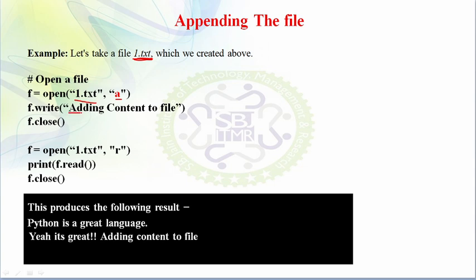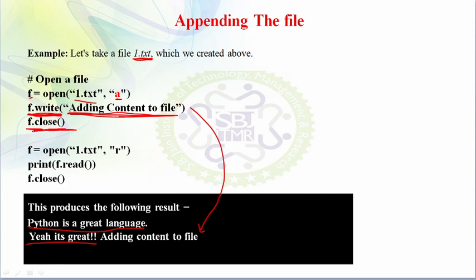Now I want to add this content, adding the content to the file by performing f.write. It is very basic that for appending any data you have to perform the write operation. So we will perform f.write, and whatever is written within the double quotes will be written as it is to the end of the file. You can see the previous content was: Python is a great language. Yeah, it is great. And after that this content is appended at the end: adding content to the file. And now we will close the file because we are done with the appending operation.